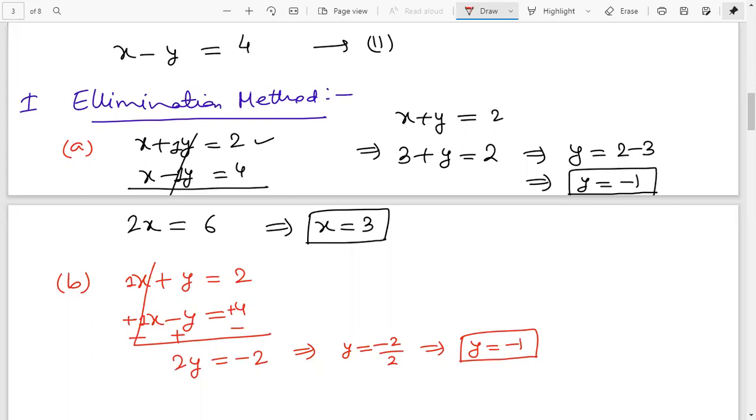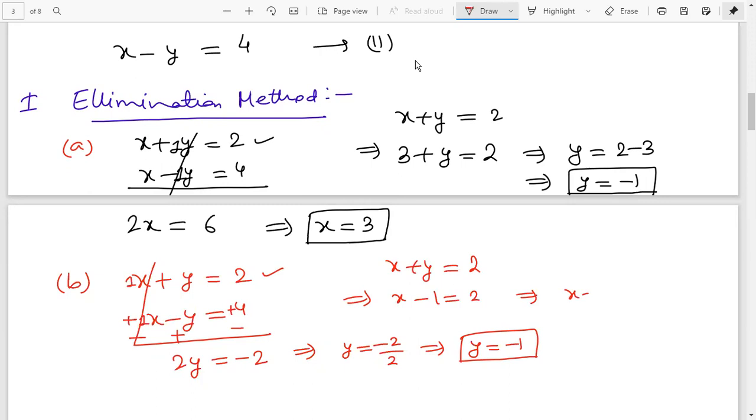Now we can find the x value from any one of the equations. Let me take the positive equation. x plus y equal to 2, and y is minus 1, so x minus 1 equal to 2. So x equal to 3. So we get both the values of x and y. We can add or subtract because both have the same coefficients of x. This was basically the elimination method.